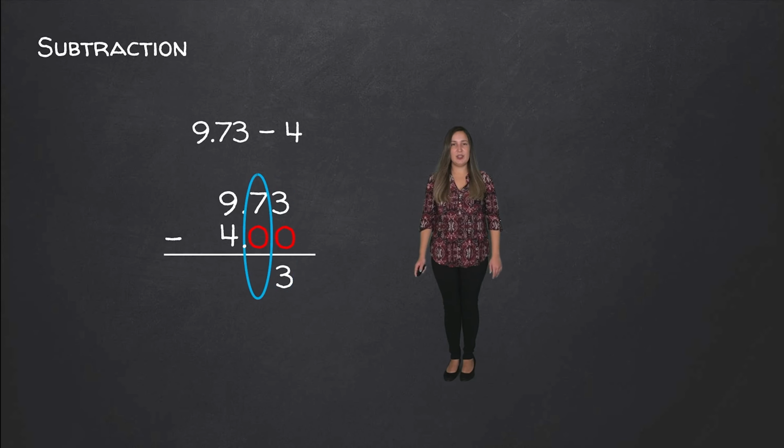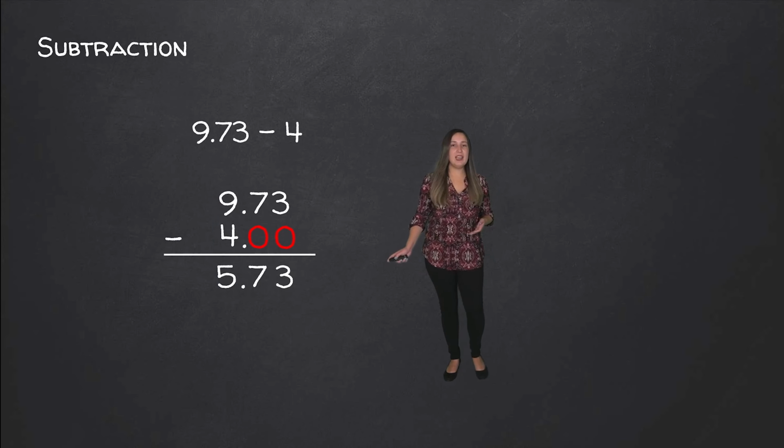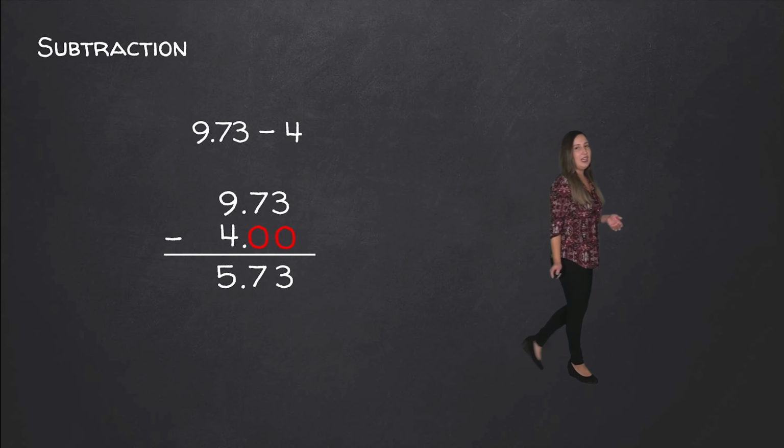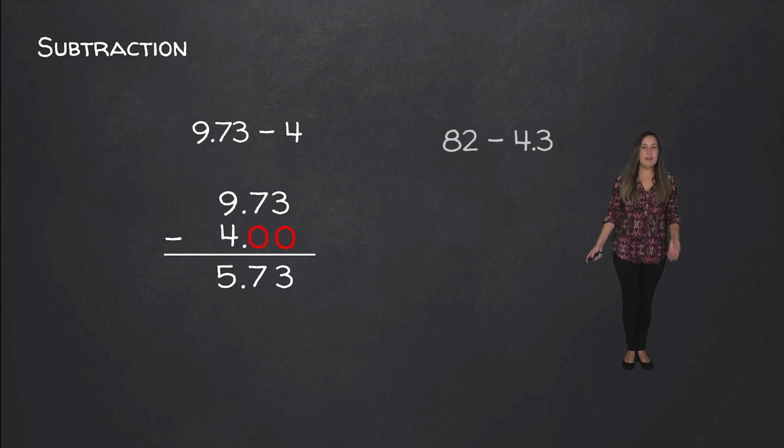7 minus 0 is equal to 7. Make sure you bring down your decimal point or the value will be totally different. And then 9 minus 4 is equal to 5. So 9 and 73 hundredths minus 4 is equal to 5 and 73 hundredths. Let's do our final example now. We have 82 minus 4 and 3 tenths.